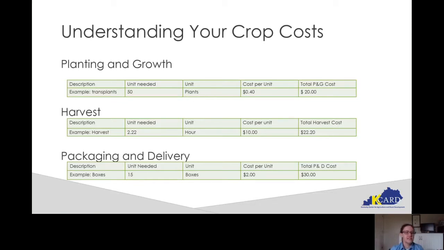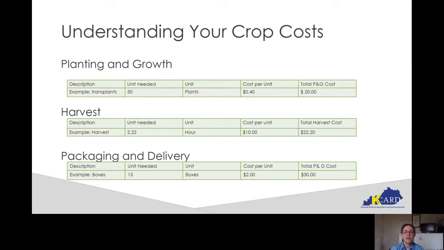You look at your planting and growth. You look at your harvest cost, and you look at your package and delivery cost. There's actually a worksheet that goes along with this for break-even analysis for crops, and that's available at kcard.info, our website, and you can work along with this at a later time.